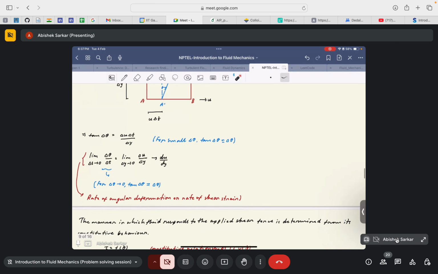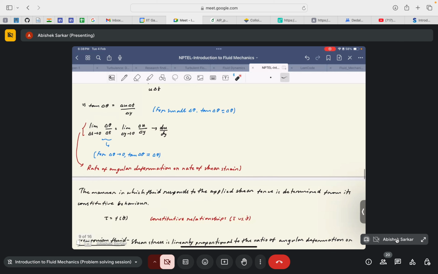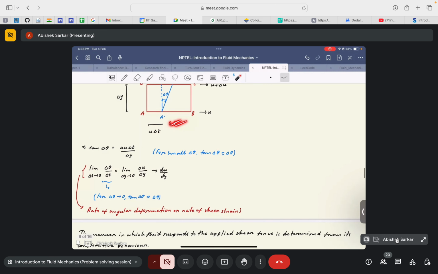We can say that the rate of change of the angle theta, that is the rate of angular deformation of this fluid element, would be equal to du by dy. In the general case it is written as a partial derivative, because u may not always be a function of y only; it may be a function of x, y, and time as well. But just to make it simpler, I am writing it as a complete derivative, du by dy, considering that u varies as y only. So this rate of angular deformation is given by this expression for this particular case.